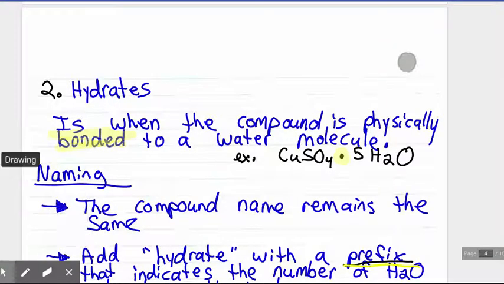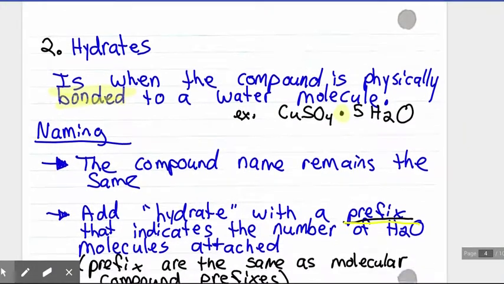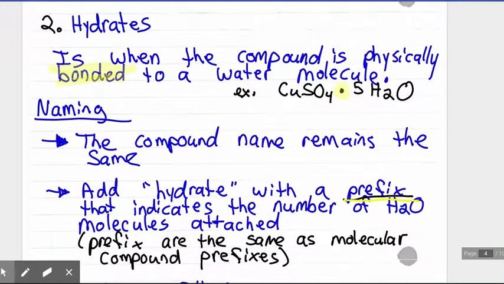What we do when we name these compounds is the compound name remains the same. So if we were to name our hydrate CuSO4·5H2O, we would still name this copper 2 sulfate. And then we add the word hydrate with a prefix to indicate the number of water molecules attached. The prefixes we use are the same that are used for molecular compounds. So this would be pentahydrate.